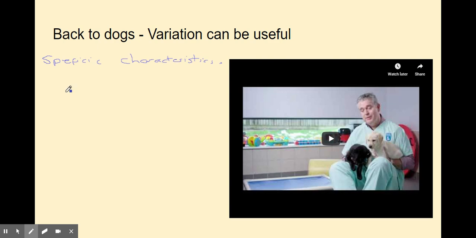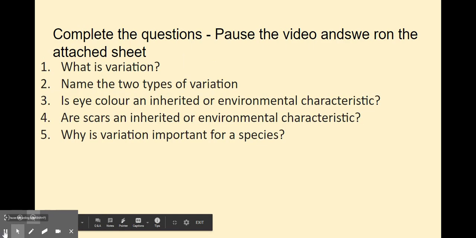Other examples of breeding particular temperaments or particular qualities in a dog come with sheepdogs as well. So basically, if you had a very good sheepdog, you might well breed that with another very good sheepdog to produce young that could be used for rounding up sheep later on. Okay, so there's loads of uses for variation.